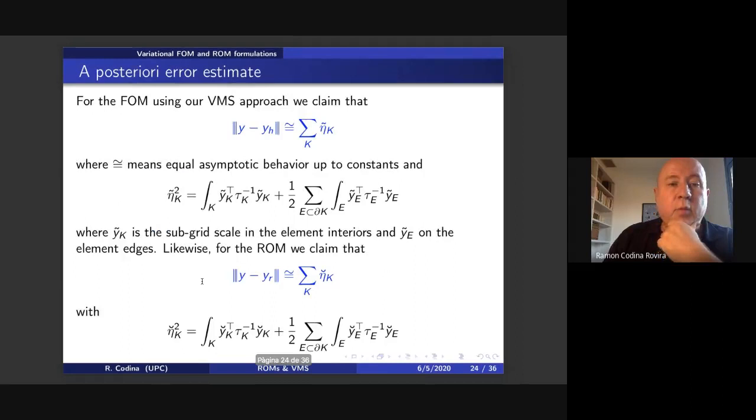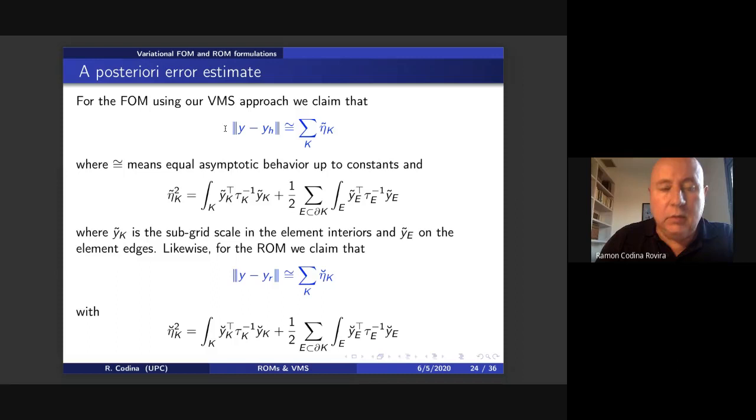And in fact, a final remark is that something in which we have been working very recently is that you can also have the same a posteriori error estimate for the FOM as for the ROM, again, based on the fact that we have the same approximation. So those are technicalities in which I cannot enter now.